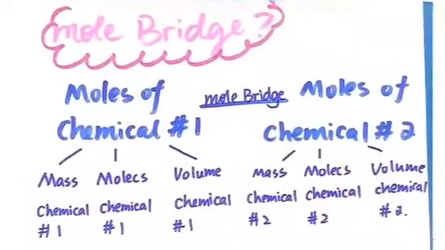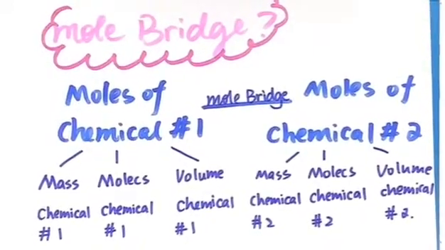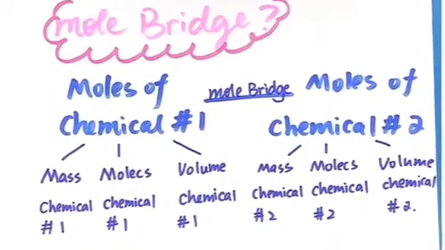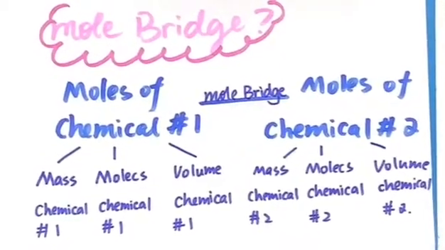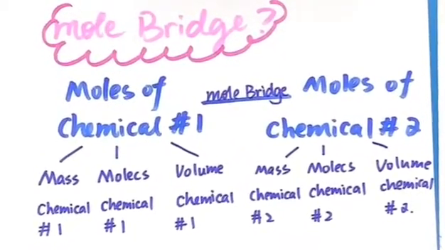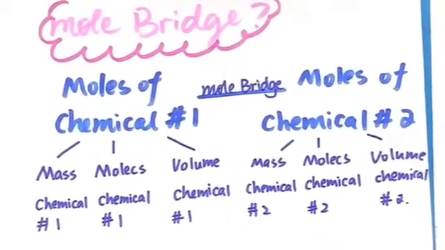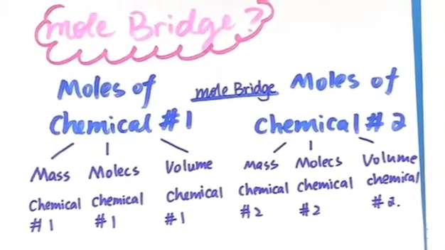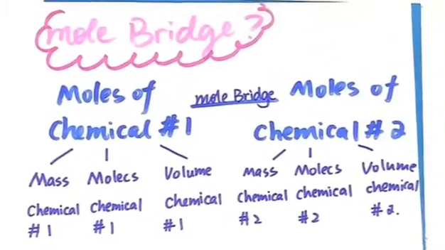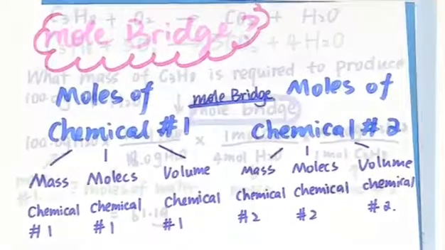Now I am about to teach you a very important concept. It's called the mole bridge. A mole bridge is a relationship between the moles of chemical number 1 and the moles of chemical number 2. Before crossing the mole bridge, the initial units for chemical 1 must be converted to moles of chemical 1. And after crossing the mole bridge, moles of chemical 2 are converted to the units needed for chemical 2. They can be in the form of molecules, mass, or volume.